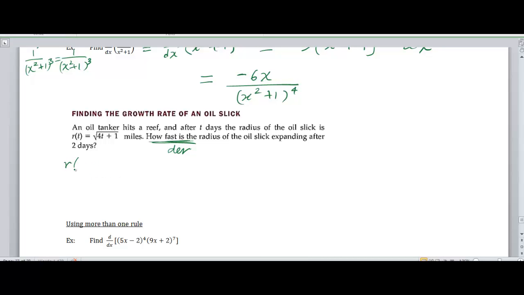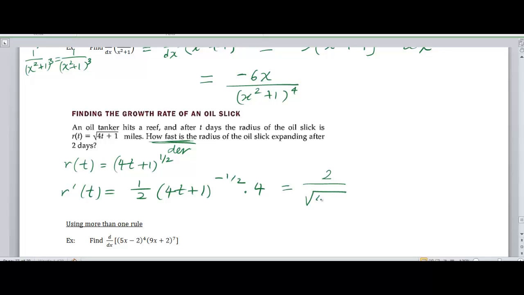So let me write down r of t first. That is (4t plus 1) raised to the 1/2. Then r prime of t is 1/2 times, leave the inside alone, raised to the negative 1/2 times the derivative of the inside, which is 4. Okay? And then we can multiply the 4 by 1/2 and get 2 divided by square root of 4t plus 1.